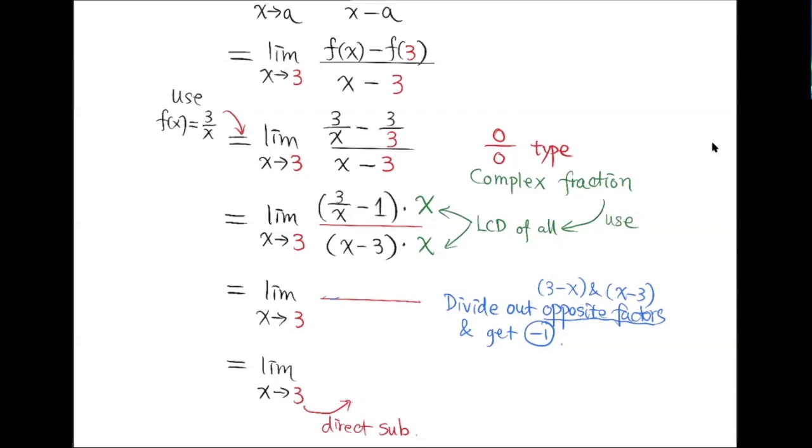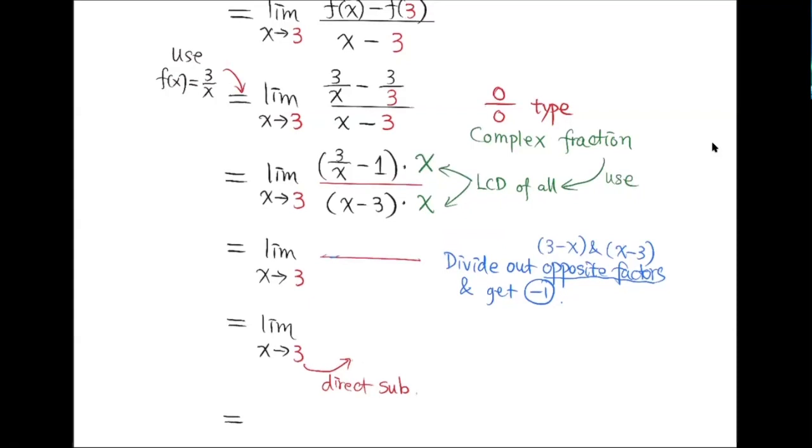We mentioned before, when we take the limit of a complex fraction like this, if they're of this type, one way to deal with it is to times the LCD of all up and down. So you see the denominator x here. If I times x up and down, that will cancel out with this x here. So we can simplify it that way. So we multiply by this x up and down. That way, when you distribute, x times this gives you 3, and this is minus x. Down here you have x minus 3 times x.